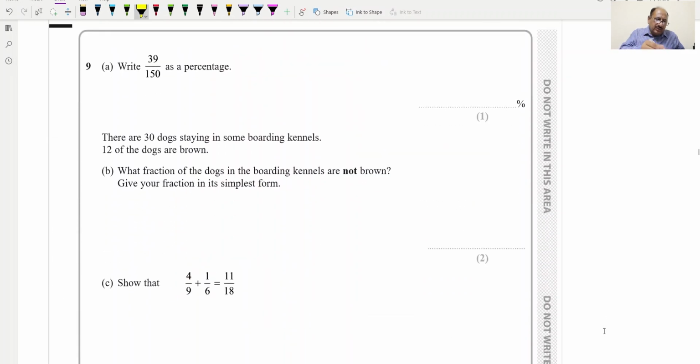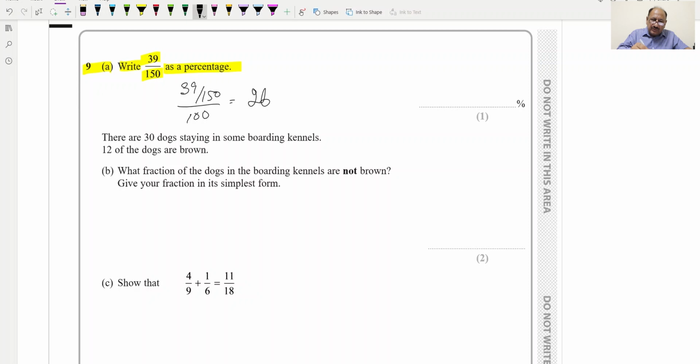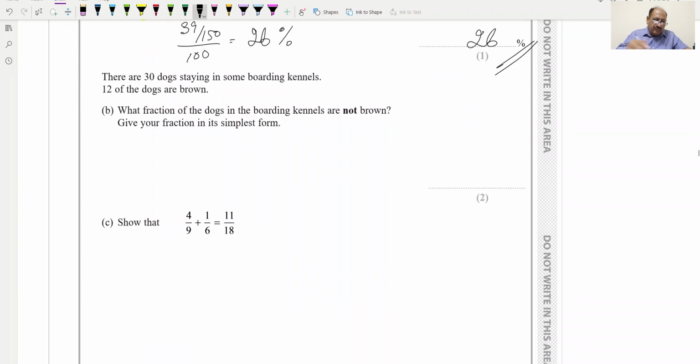Now question number 9, and question number 9 A part says write 39 over 150 as a percentage. So we can write 39 over 150 times 100. This is what we are writing in terms of percentage. And this is equal to 26. So 26% will be our answer, which is done for 1 mark.